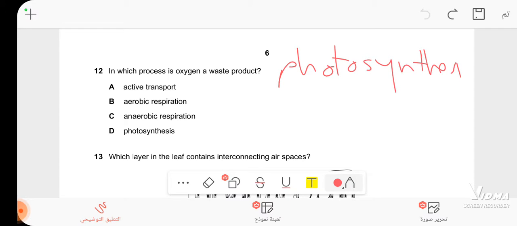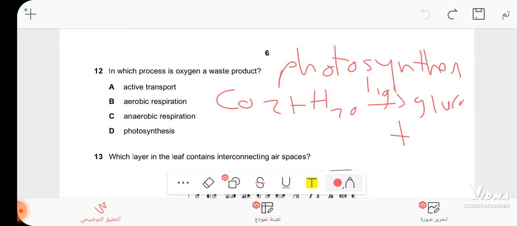The only process in biology which results in production of oxygen is photosynthesis, in which we use carbon dioxide and water in the presence of light to make glucose or sugars plus what? Plus oxygen. So active transport, no. Aerobic respiration, this consumes oxygen. Anaerobic respiration is in the absence of oxygen. Photosynthesis.